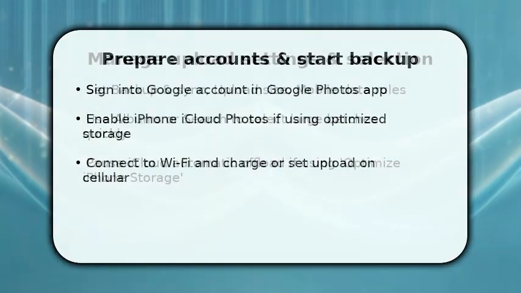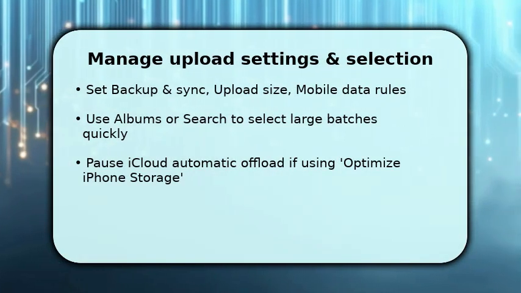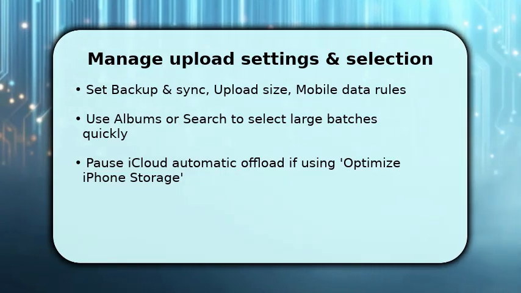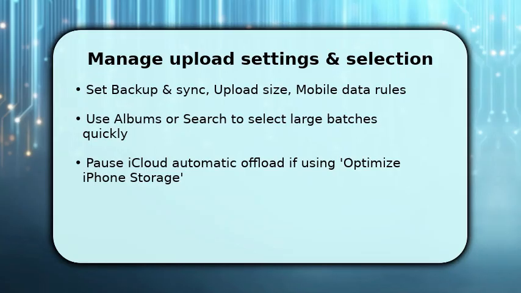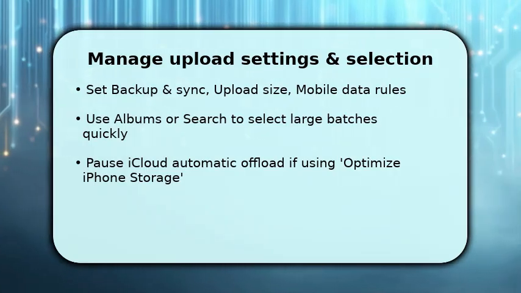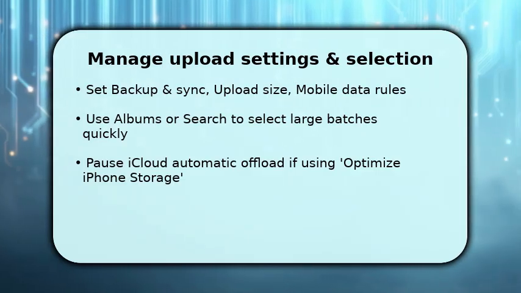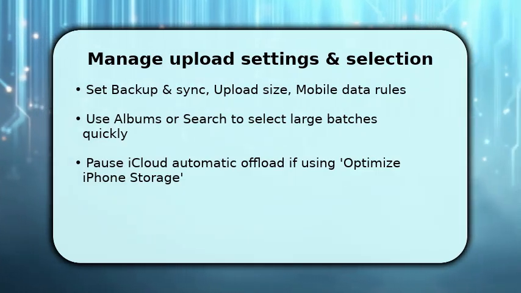Next, manage detailed upload settings and select Content to Sync. Open Google Photos Settings, Backup and Sync, toggle uploads, pick upload size, and set whether to use cellular data. Then go to Photos or Albums and tap and hold to multi-select pictures or entire folders to prioritize.